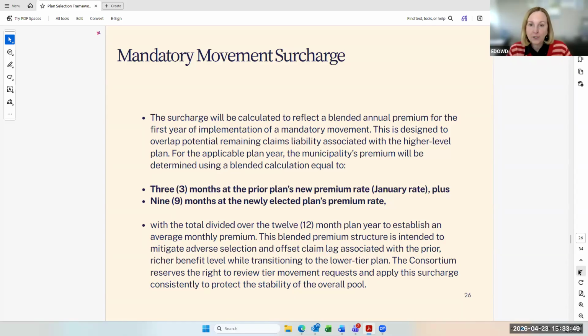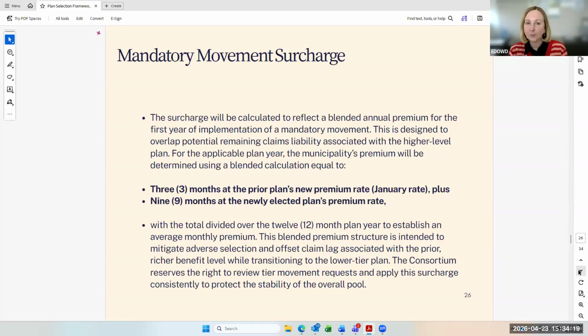We want to make sure we are covering the remaining claims liability. Even though you're changing to a new plan, your claims are still the same. You may be covering a little bit more of them in a deductible, but as a consortium, we are still responsible for those claims. We have runoff. We're paying claims at a higher level and you switch to a lower premium.